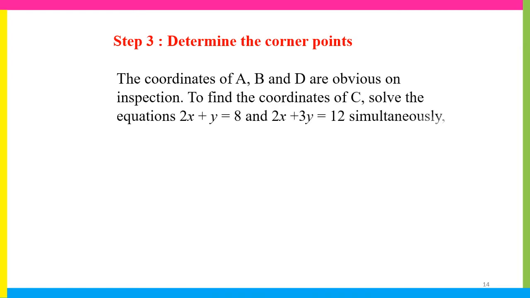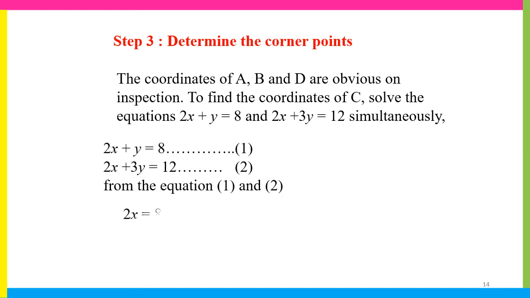So determine the corner points. The coordinates A, B and D are obvious on inspection. To find the coordinate C, solve the equations simultaneously. Sebab dia adalah intersection point between the lines lah. So kita solve dia simultaneous equation 1 and equation 2. Kita from equation 1 and 2 kita boleh buat apa? Tolakkan dia. Kat sini dia buat equation 1.